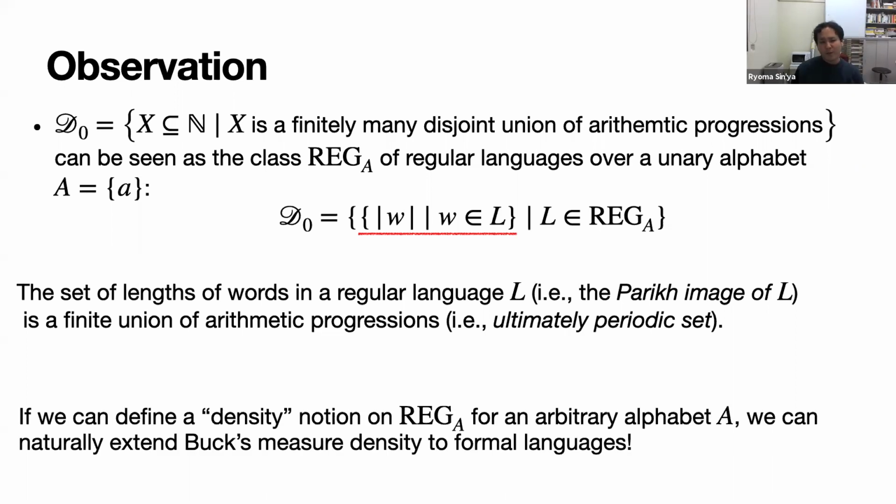So if we can define a density notion on the class of regular languages over an arbitrary alphabet, then we can naturally extend Bach's measure density to formal languages by considering regular languages as basic sets instead of arithmetic progressions, okay?